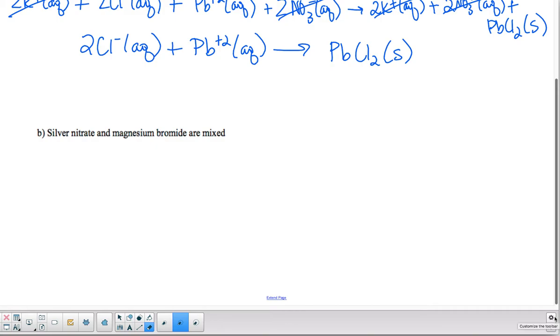Silver nitrate and magnesium bromide are mixed. Silver nitrate, based on solubility rules, what do I write as its state? I write aqueous. I have some students who say soluble and write S. Be careful. That means solid. So if it dissolves, it's soluble, it's aqueous. Magnesium bromide is MgBr2. And what is its state?